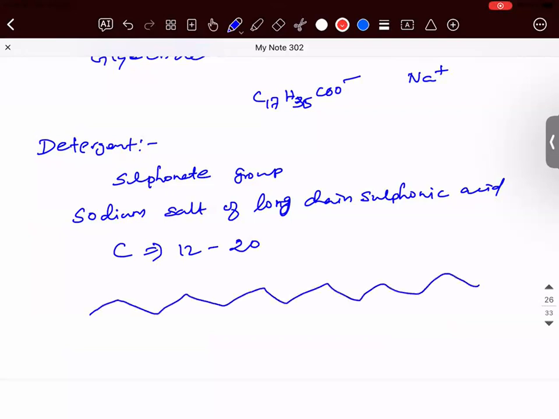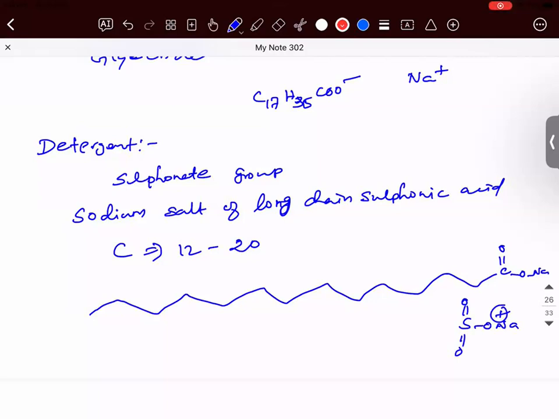It will go like that. But at the end, you have the polar end, C double bond O, O, Na. This is in the soap. In case it has SO3 Na plus, then it is called detergent.